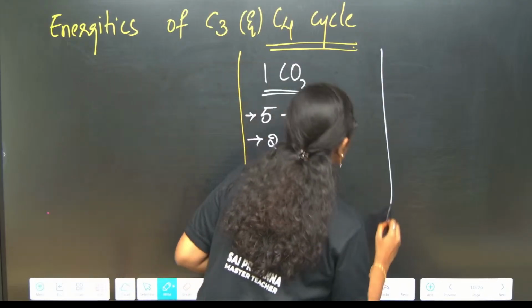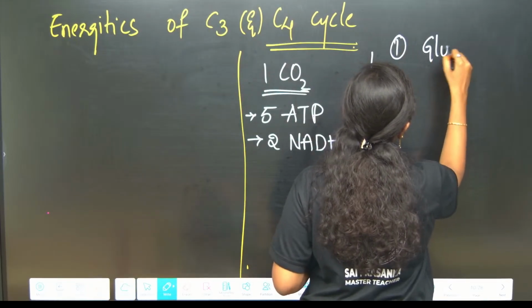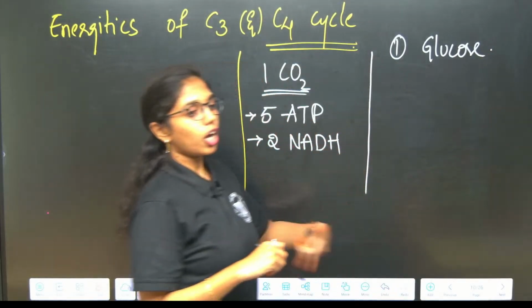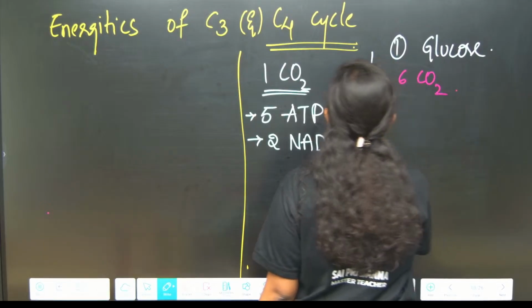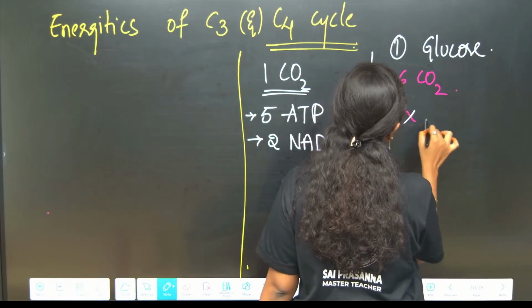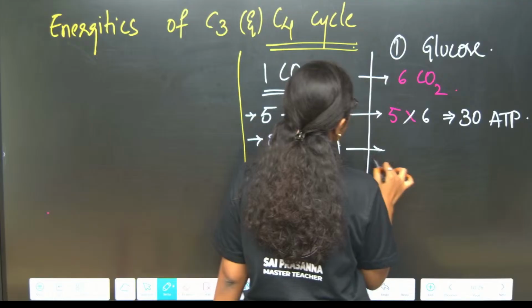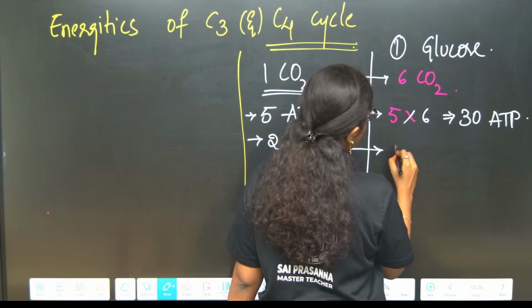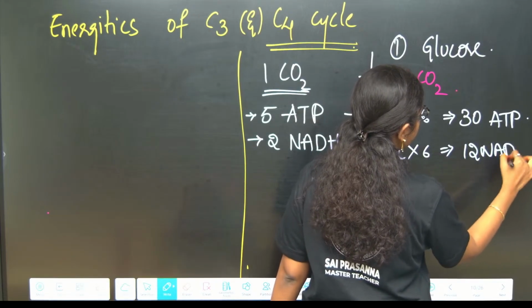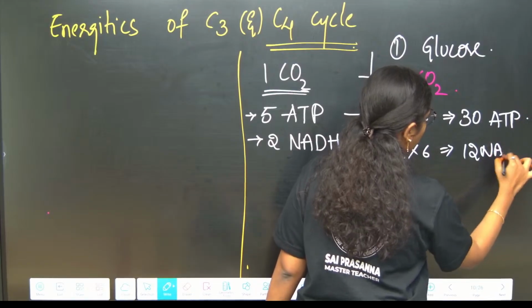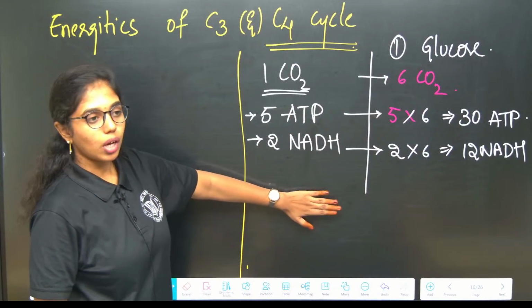Next. So, for the formation of 1 glucose, the question comes like this. For the formation of 1 glucose, how many times does carbon dioxide fixation have to happen? 6 times. So, it is 6 carbon dioxide and how much ATP, beta? 5 into 6. How much? 30 ATP, and then 2 into 6. How much? 12 NADPH. Fine, right? Okay. So, this is the energetics of C4 cycle.